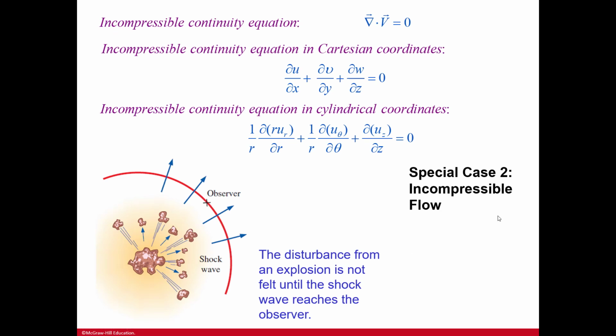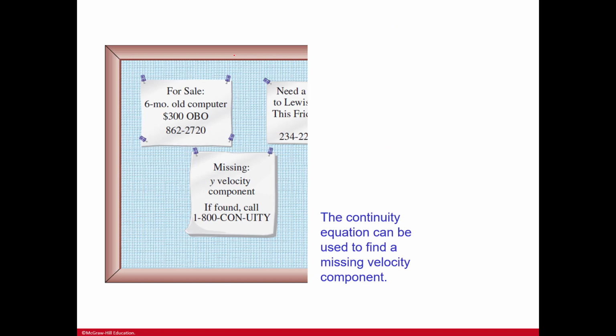So here you have the incompressible continuity equation, and that's equal to 0. And then incompressible continuity equation in regard to the Cartesian coordinates, and then the same in the cylindrical coordinates as well. And then the special case number 2, incompressible flow. So the disturbance from an explosion is not felt until the shock wave reaches the observer. The continuity equation can be used to find a missing velocity component.